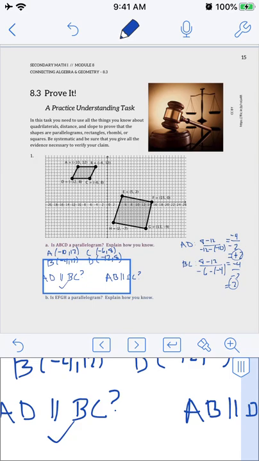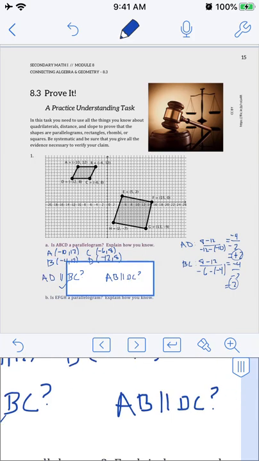Okay, I hope you saw that those are both 0, right? Because they're pretty flat. You can count that. But if you did the slope formula, hopefully it came out to the same thing. And again, we get 0. So they are a parallelogram.